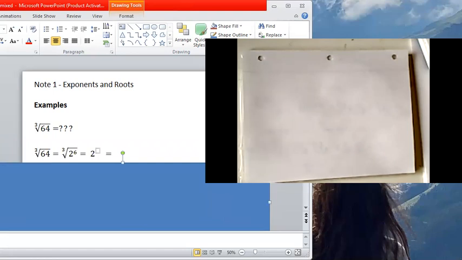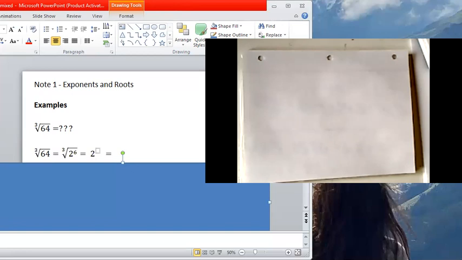Well, notice 64 can be written as the same as 2 to the 6. How do we do that? Prime factorization. Okay, make the factor tree, do the repeated division, and you can get this as a result here.